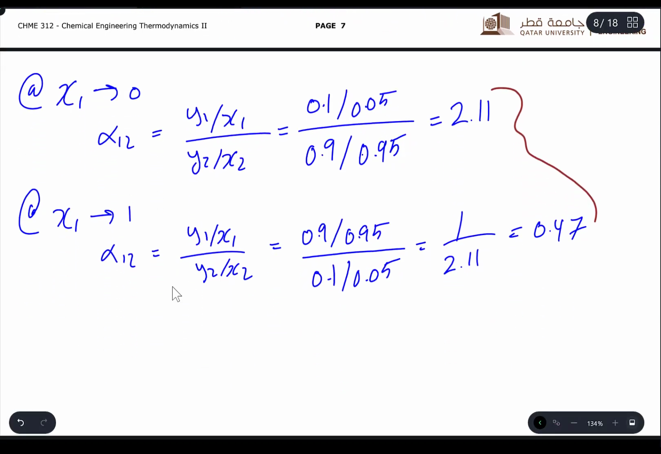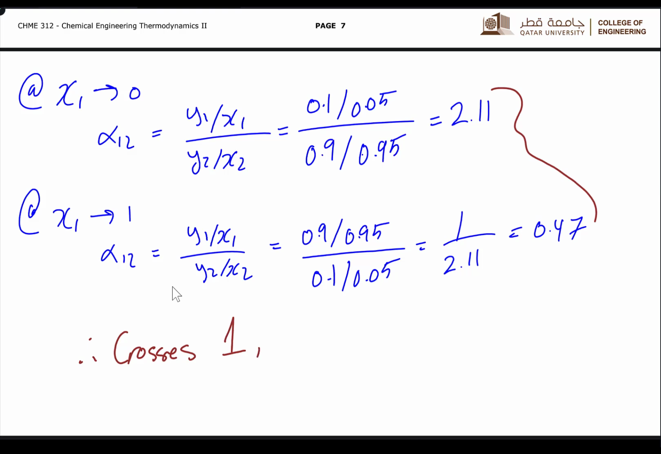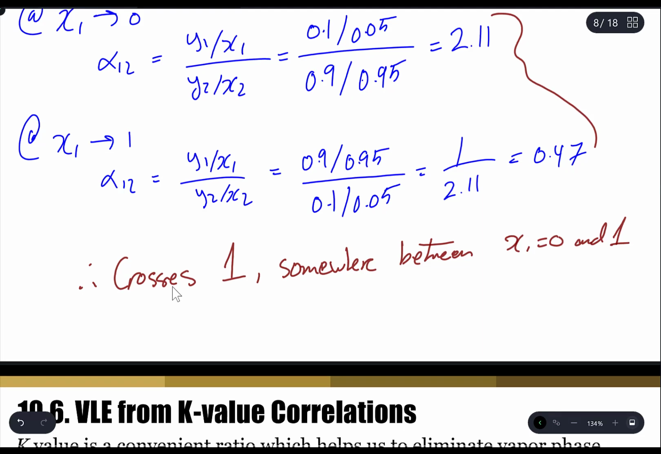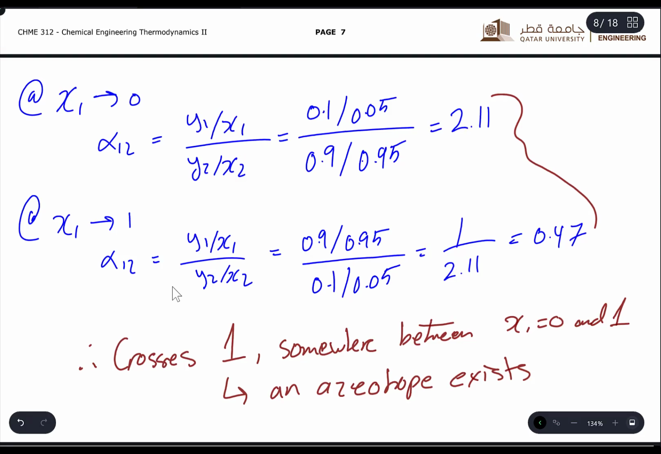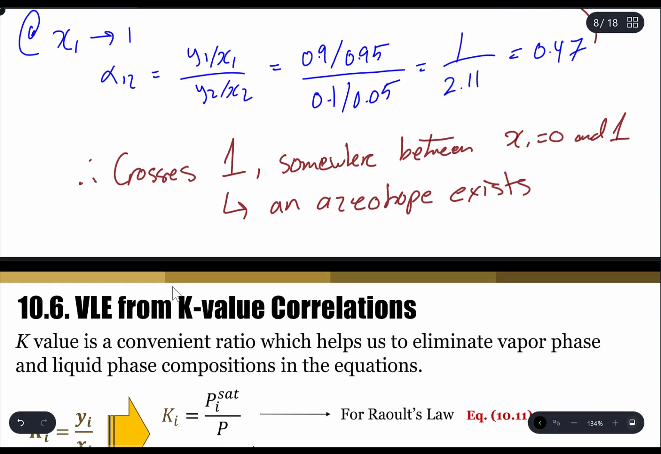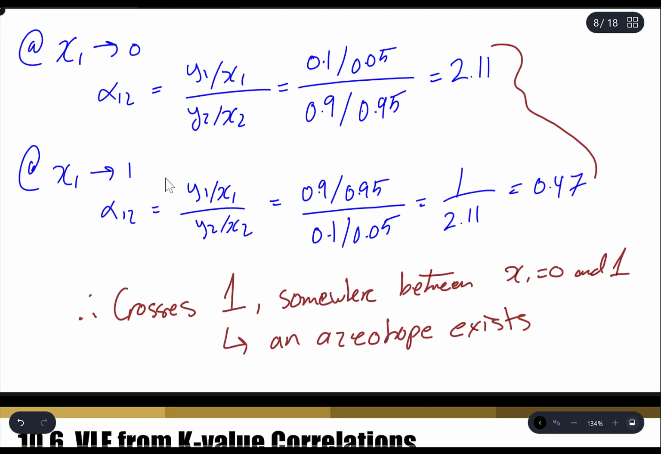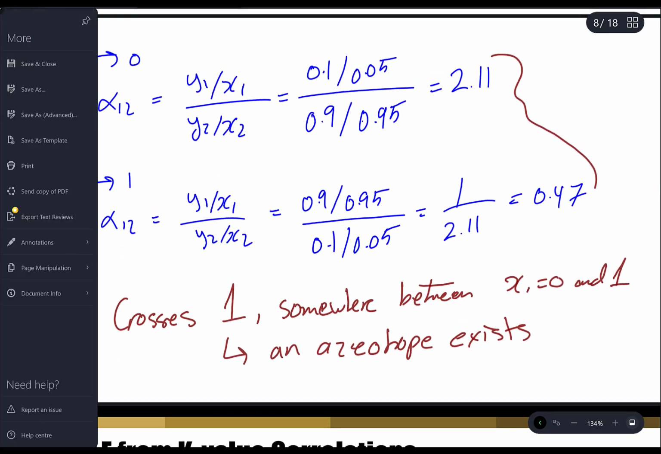Okay? We'll just say, therefore, it crosses 1 somewhere between x1 equals 0 and 1, therefore an azeotrope exists. Relative volatility. Okay? Alright, so now I'm going to add another page here.